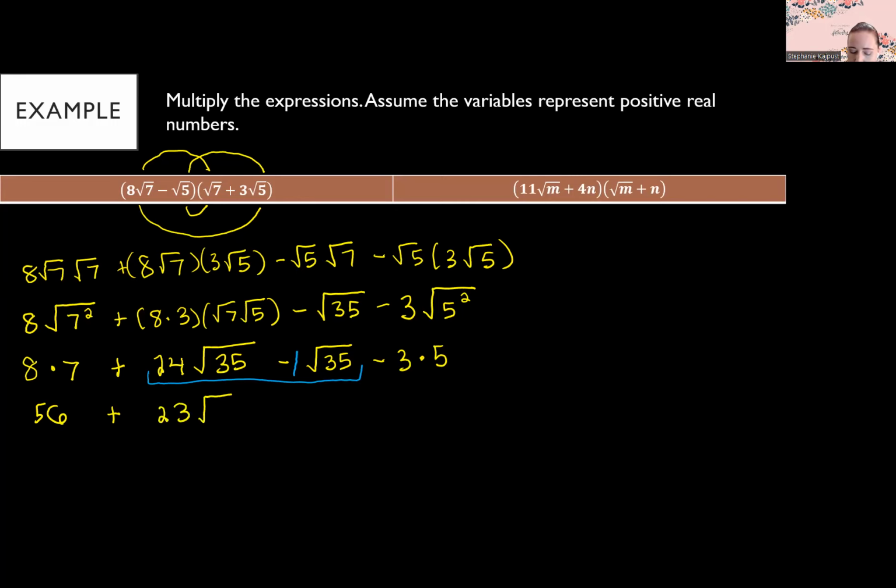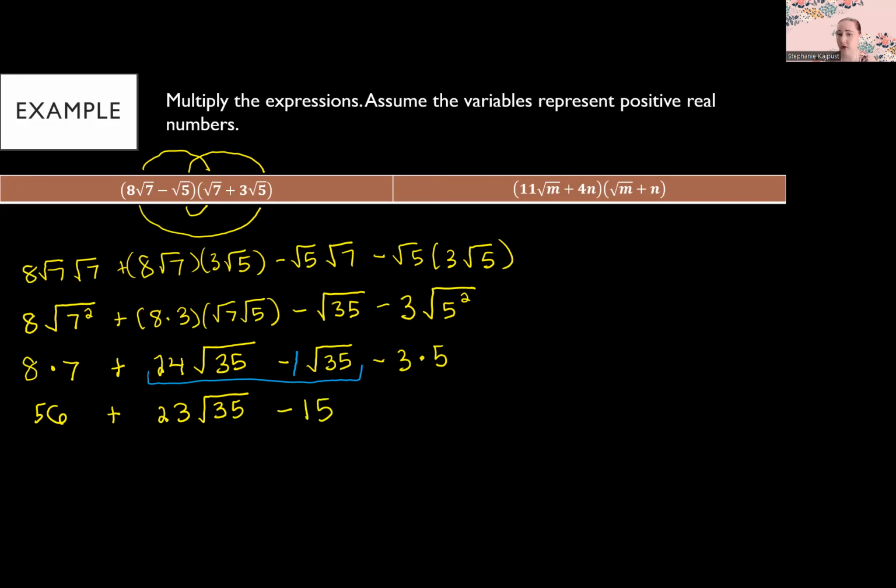And then the square root parts don't get subtracted. They just stay there. So you don't do 35 minus 35 and get 0. It stays the square root of 35. So when you're adding or subtracting radicals, the radical part acts sort of like a variable. So when you're adding like 24x minus 1x, you get 23x. So the square root of 35 is like an x. It just kind of hangs out there. And then I've got this minus 3 times 5, so that's minus 15.